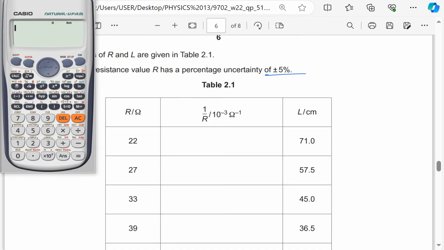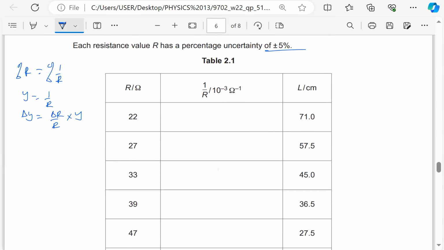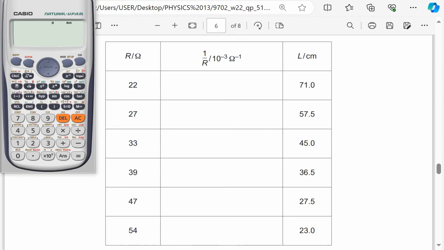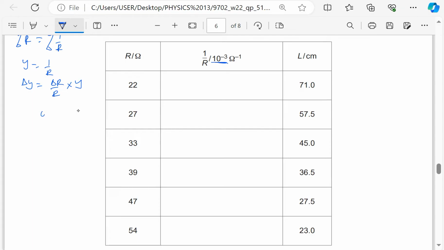For the first value, 1 over R, remember there are two significant figures. We maintain the number of significant figures for easy plotting. So 1 divided by 22 is 0.04545 and so on. Remember, it should be two significant figures, and there is a power of 10 which has already been mentioned here. Because it is power -3, this is going to be 45.